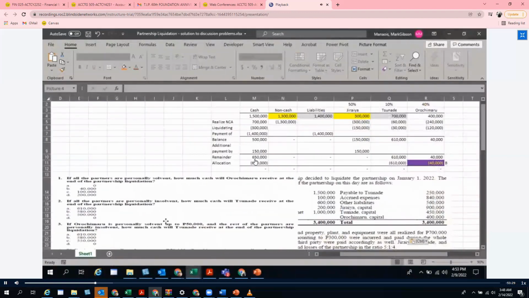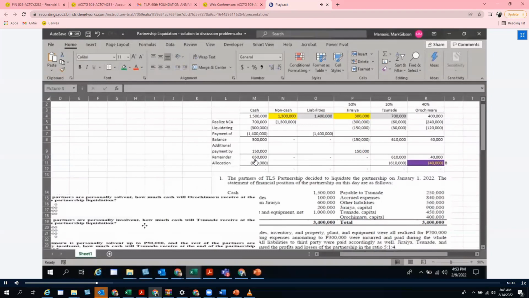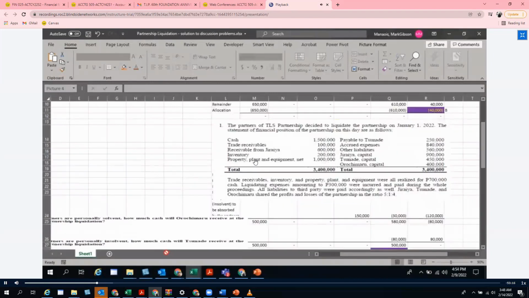So question 1, sinasabi is all the partners are personally solvent. So ang tinatanong lang is si Orochimaru, ha? Kung magkano yung marireceive niyang cash at the end of the partnership liquidation. So lagay ko muna to dito sa ilalim.